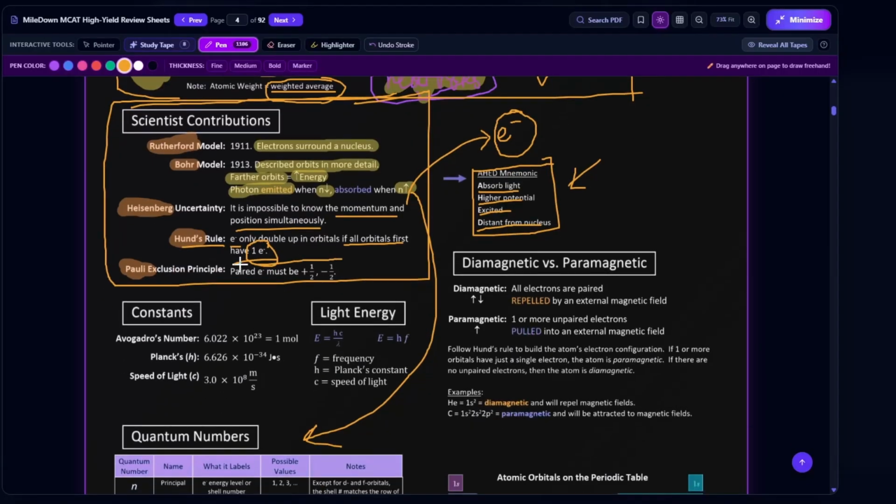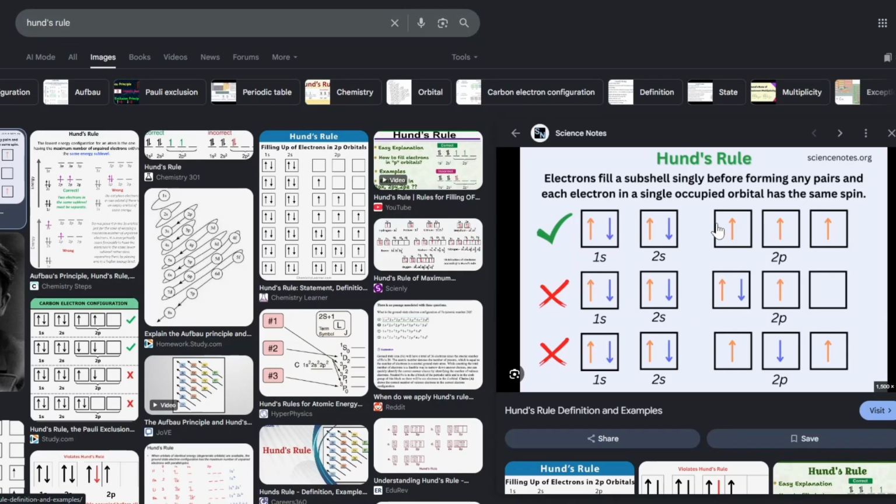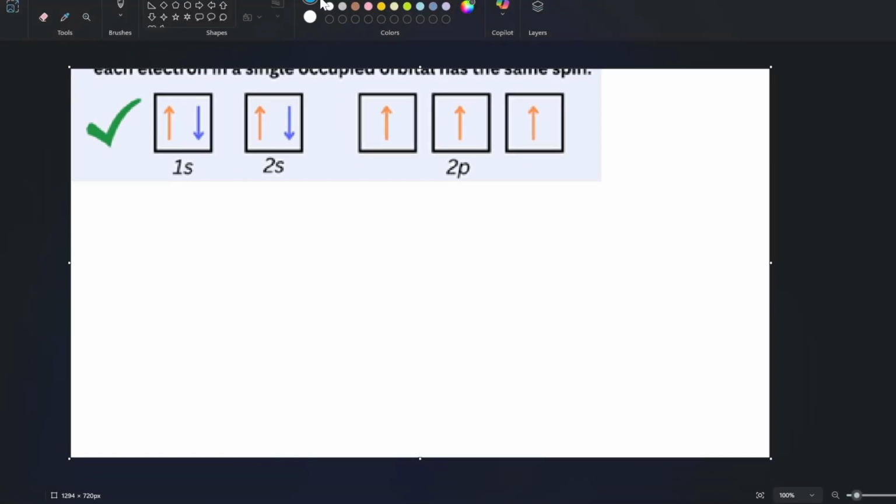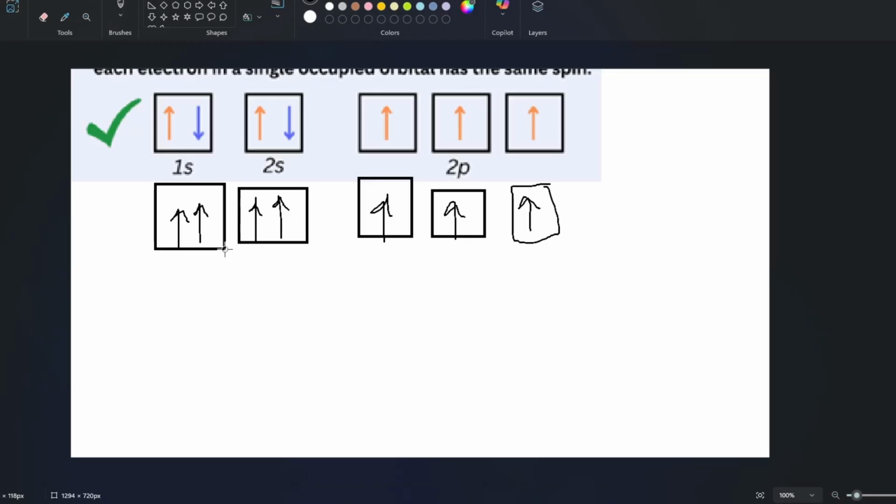Okay, so the next thing is the Pauli exclusion principle, which says that a paired electron must be positive half or negative half. Not or, but a pair should be positive and negative. So as we saw with Hund's rule, you can notice here that we don't just have up, up, up, up, up, up, up in each of the boxes. Because if that were the case, so I'm going to draw the boxes really quickly, then this would be correct, but it's not.